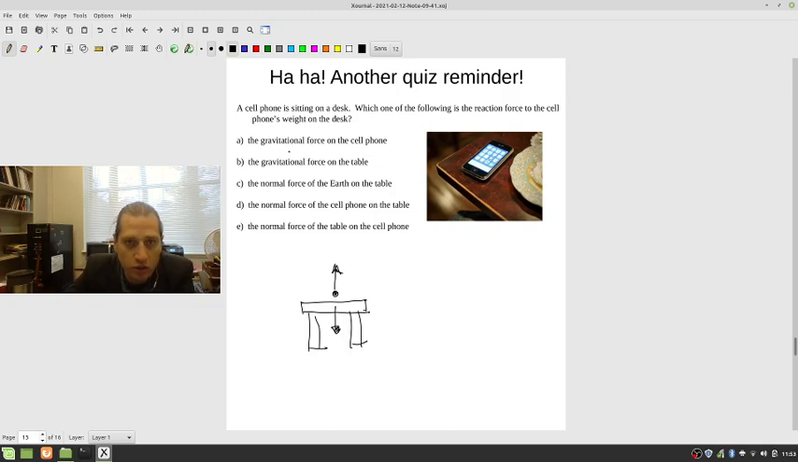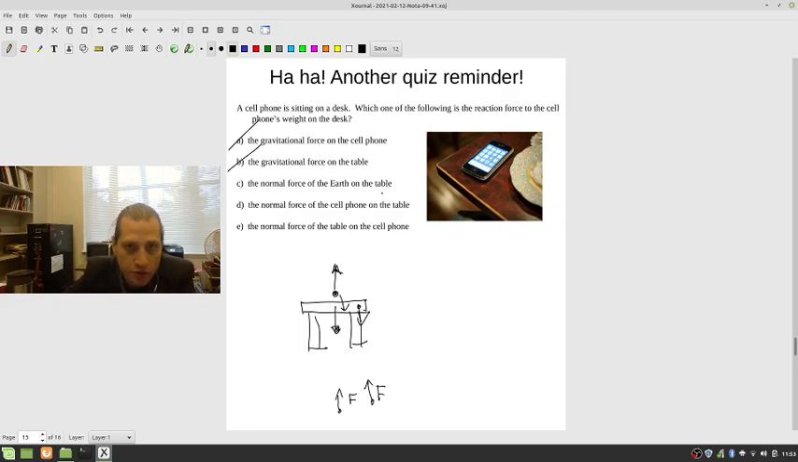Okay, so the gravitational force on the cell phone, there is a gravitational force on the cell phone going down. There's a gravitational force on the Earth going up, but that's not the thing that's keeping the cell phone standing still. Okay, the gravitational force on the table, there is a gravitational force on the table, but its paired force is the gravitational force of the table on the Earth.